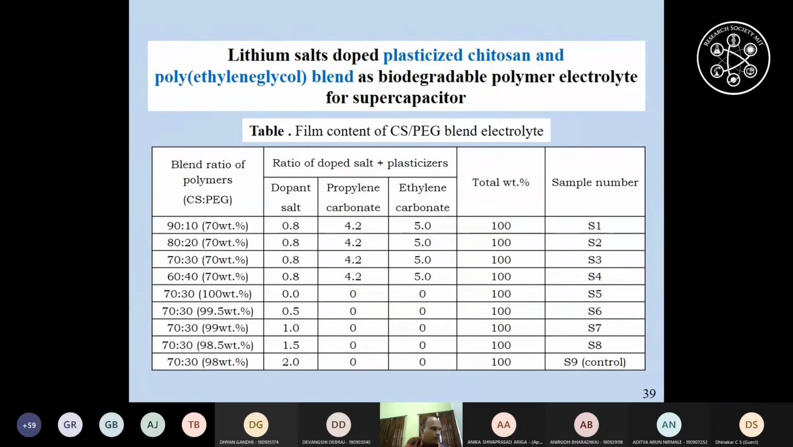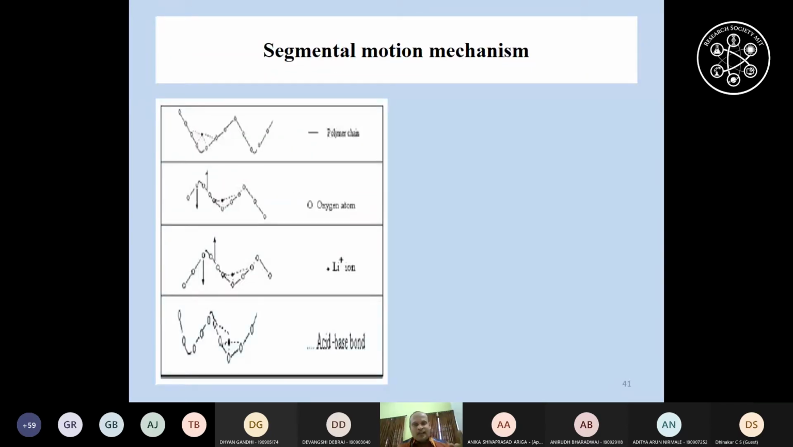All the ratios, you can't fabricate, no use, because any one particular ratio might show a very good conductivity. Of course, why the conductivity? Because we have taken two polymers.